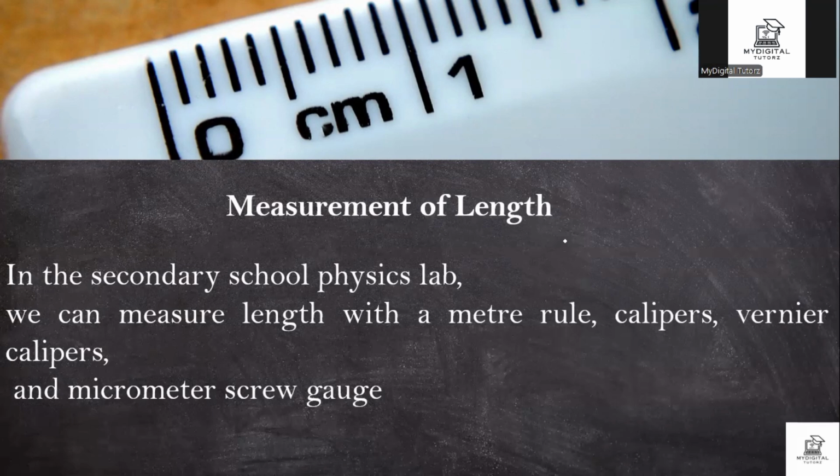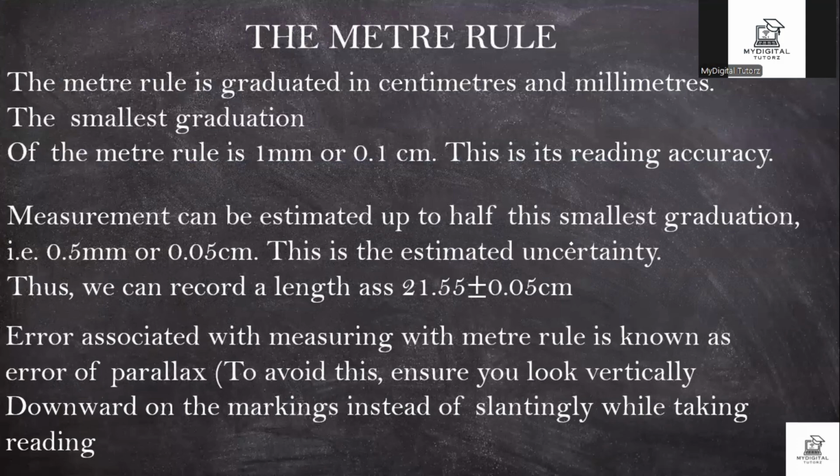Okay, now we move to measurement of length. How do we measure length? For instance, in school lab, we measure length with a meter rule, calipers, or Vernier calipers, and micrometer screw gauge. Now, the meter rule is graduated in centimeters and millimeters. The smallest graduation of the meter rule is 1 millimeter, or 0.1 centimeter. This is known as reading accuracy. And measurement can be estimated up to half of this smallest graduation, which is going to give us 0.5 mm or 0.05 centimeter.